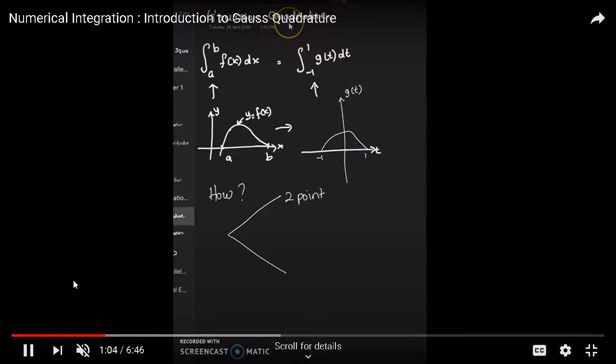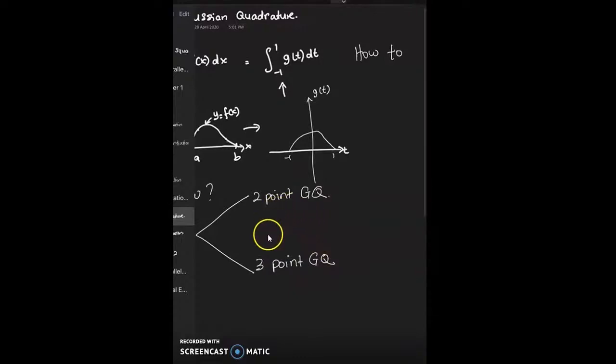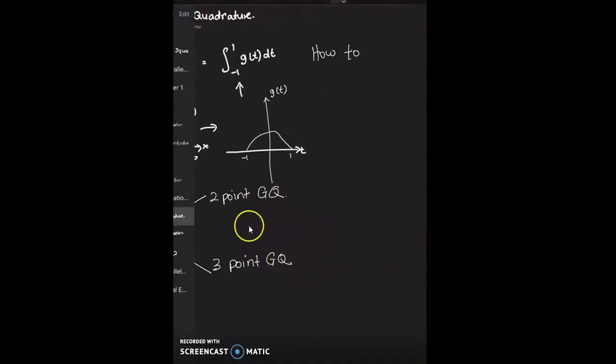We can do two methods. The first is 2-point Gaussian quadrature. The second is 3-point Gaussian quadrature. There is no proof asked of you. I just want you to know how to apply it. The next question you need to apply is how to change the parameter from f(x) to g(t), from a, b to negative 1 and 1.